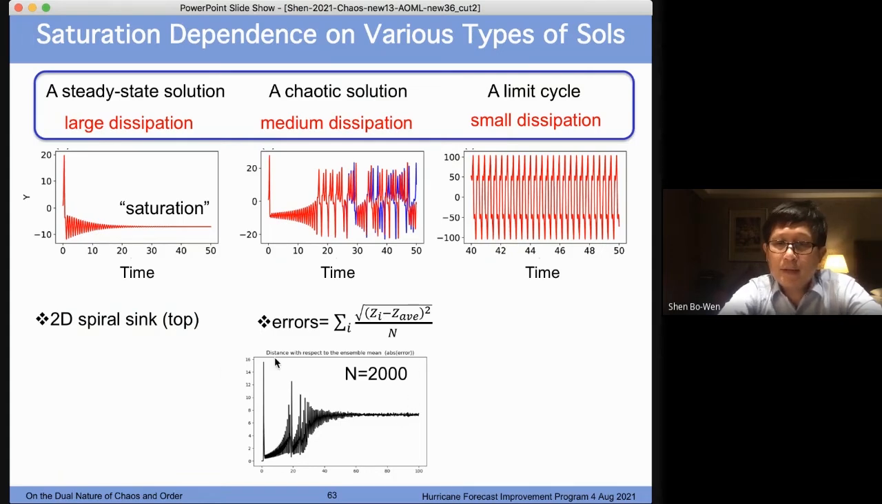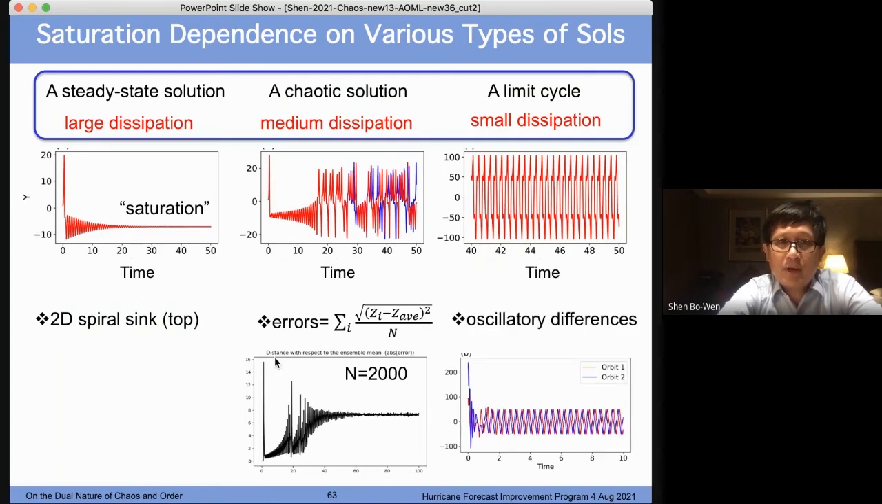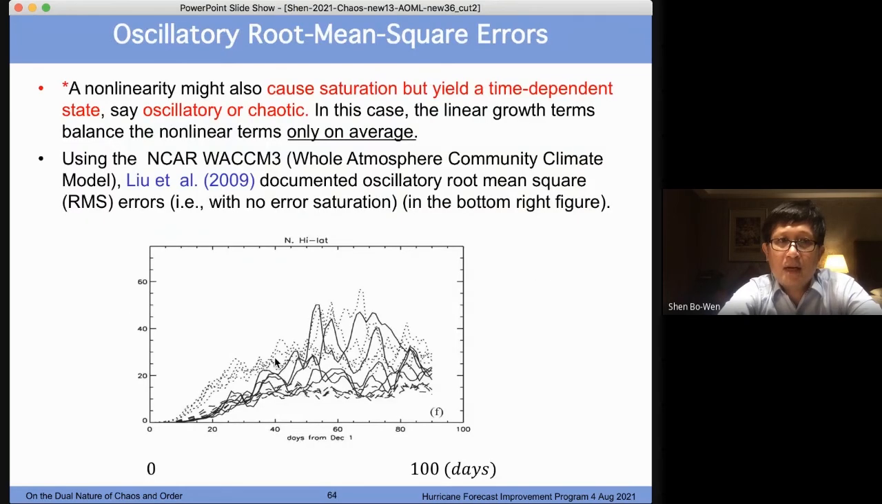By comparison, with a large heating parameter or small dissipation, the system produces nonlinear oscillatory solutions, producing oscillatory differences. As a result, oscillatory root mean square errors indicate oscillatory solutions. That has been documented by Lu et al. in 2009 using NCAR models.